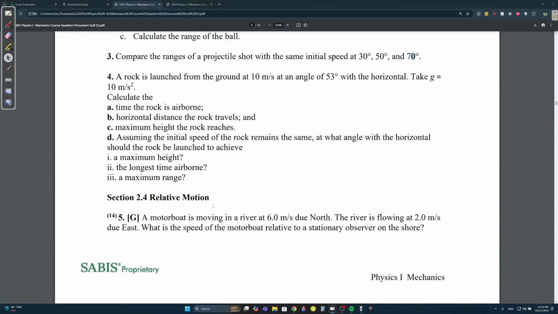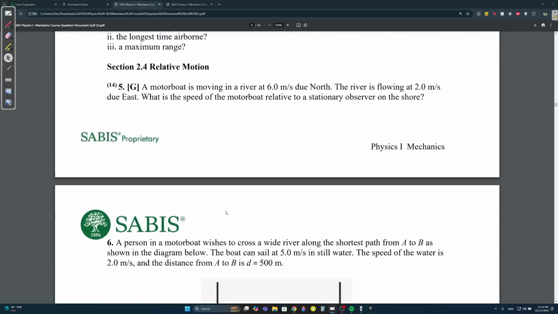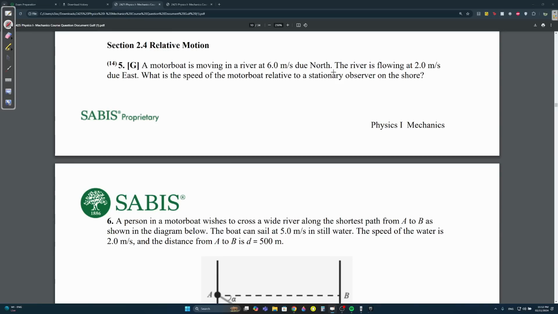Okay, a motorboat is moving in a river 6 meters per second due north. The river is flowing at 2 meters per second due east. What's the speed of the motorboat relative to a stationary observer on the shore? Okay, this always comes up. He's going 6 due north, and the river is going like this, 2 meters per second east.